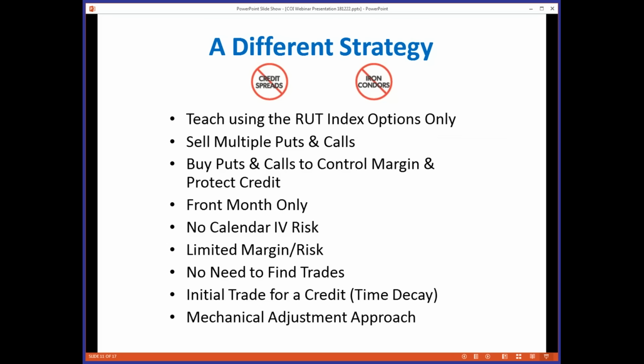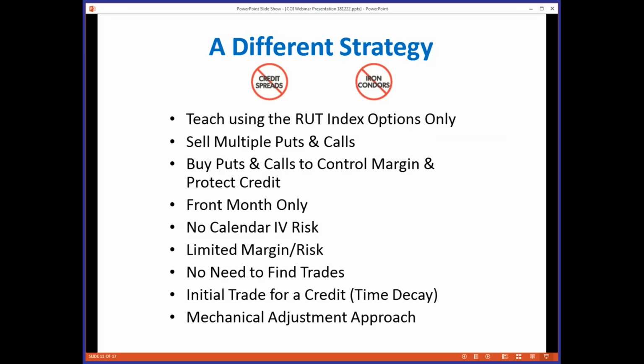That simplifies things, and it gets rid of the potential for us to have calendar implied volatility risk. If you've got options spread across multiple calendar months, all of a sudden you really have to be a predictor of implied volatility in addition to the direction of the market, and we don't want to be in that business because it's very hard to do. Now, it's always a limited margin, limited risk trade, so you can trade this in your IRA.